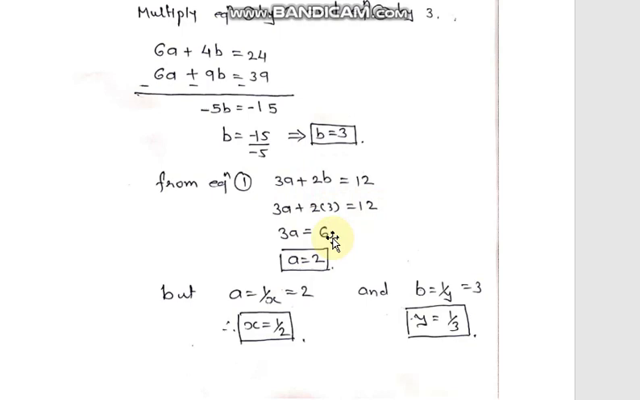Here you can see, because we have the equation 3a plus 2b equals 12, instead of b we write 3. So 3 into 2 is 6, 12 minus 6 is 6, 3a equals 6, hence a equals 2. But what are a and b? a is 1 upon x and b is 1 upon y. Therefore, x equals 1 upon 2 and y equals 1 upon 3.